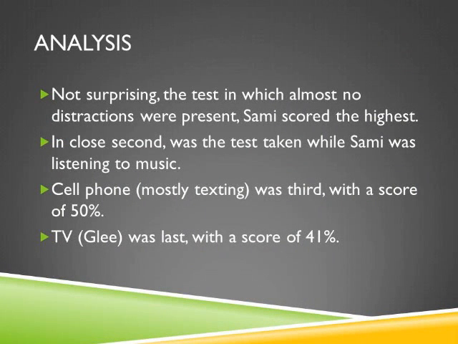As one might expect in a student with ADHD, Sammy scored the highest on the quiz where no distractions were present. In second was the quiz where Sammy was allowed to listen to music. In third, with a score of about 50%, was the quiz where Sammy was allowed to be on her cell phone. And then finally, with a score of 41%, was the quiz where the TV show Glee was playing in the next room.